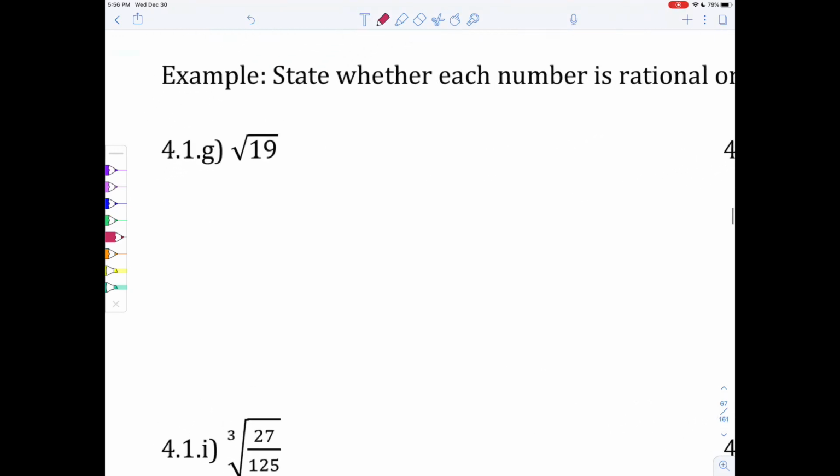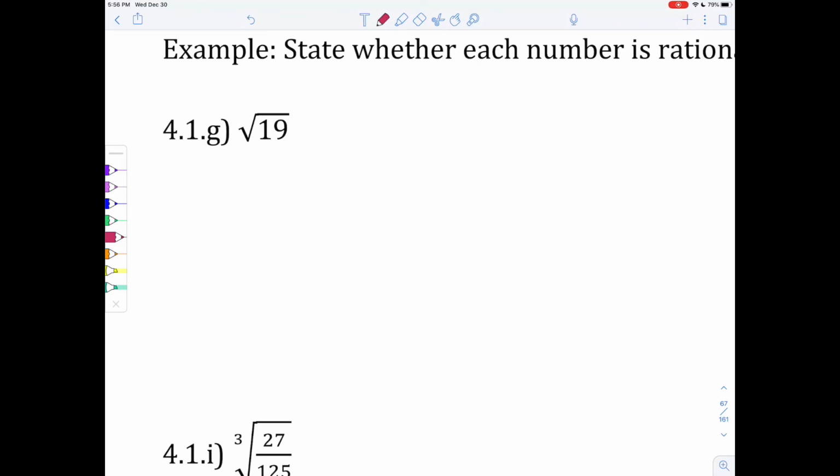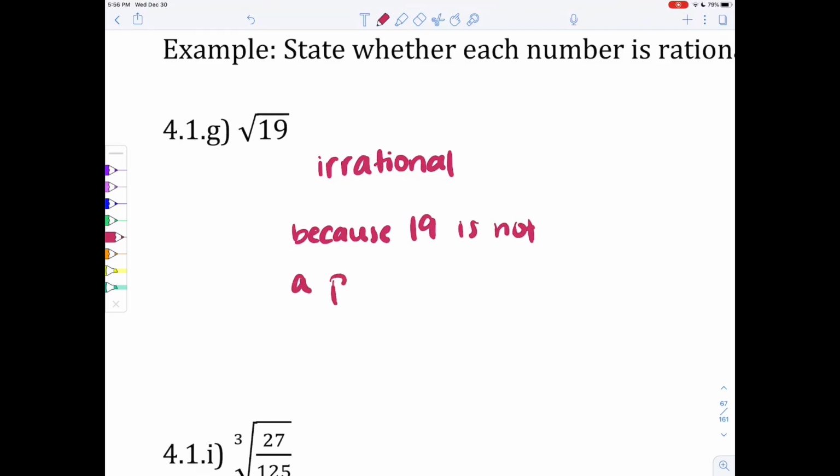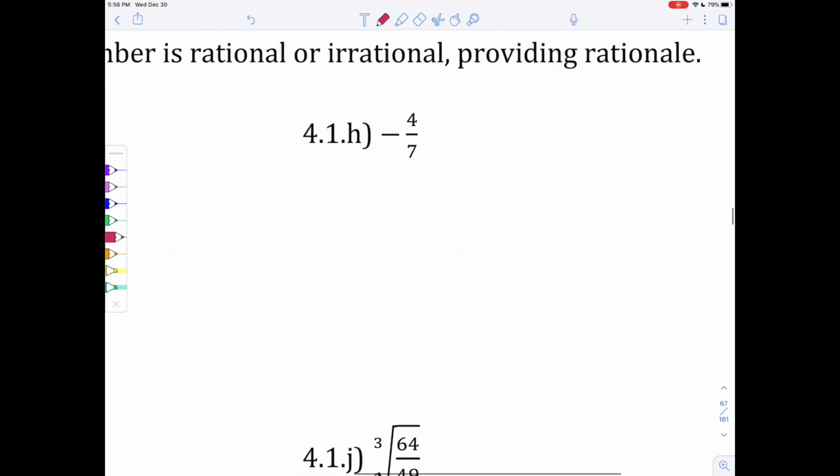All right, so we're going to take a look at this first one here. We have the square root of 19. Well, 19 is not a perfect square, and as such, it would be considered an irrational number. Irrational. Why? Because 19 is not a perfect square. All right, that's it. That's the first one. We're going to move on to the second one here.